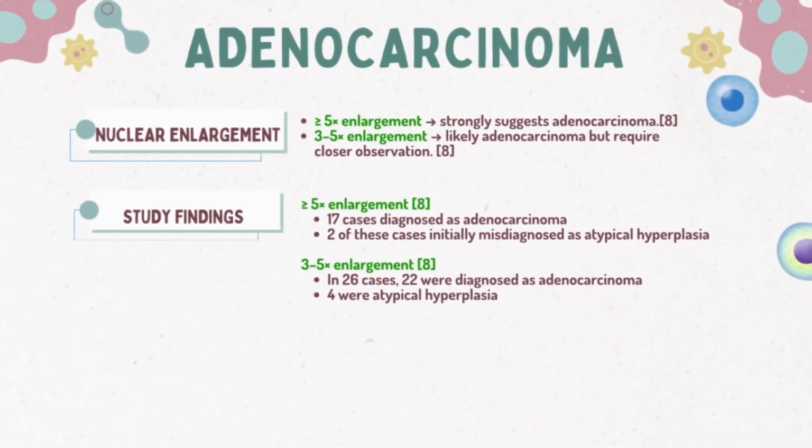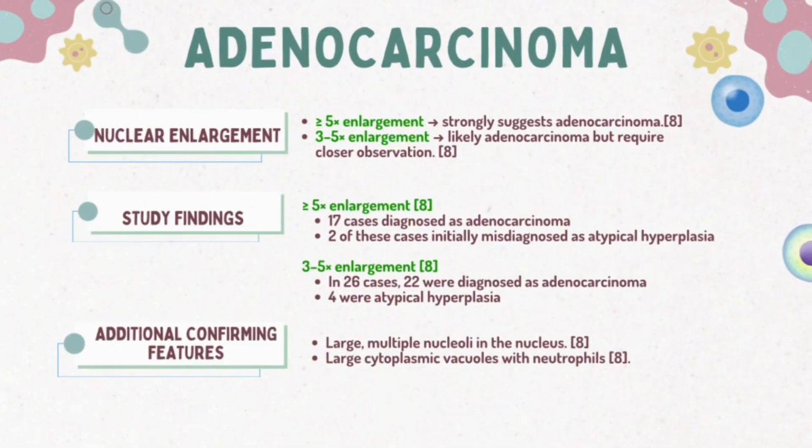Within our research, a total of 17 cases were classified as adenocarcinoma based on nuclear enlargement of more than 5 times. Notably, 2 of these cases had been previously diagnosed as severe atypical hyperplasia on histological biopsy, while cytological findings correctly indicated adenocarcinoma. For cases showing 3 to 5 times nuclear enlargement, 26 samples were analyzed. Among them, 22 were identified as adenocarcinoma and 4 as atypical hyperplasia.